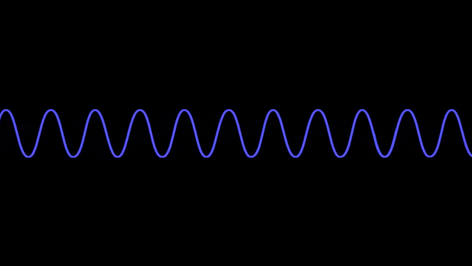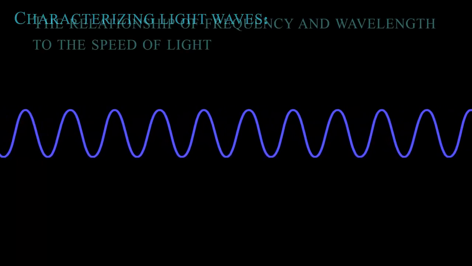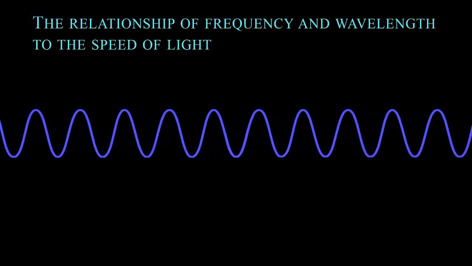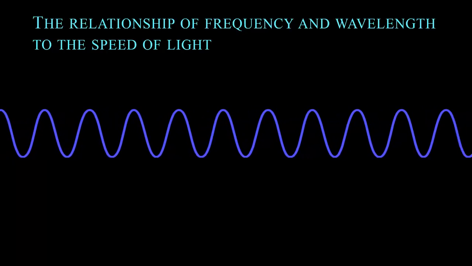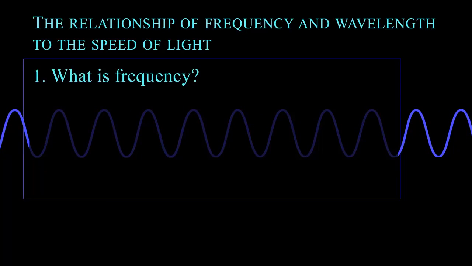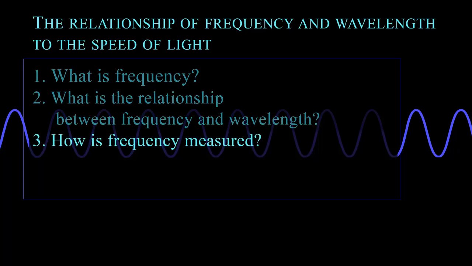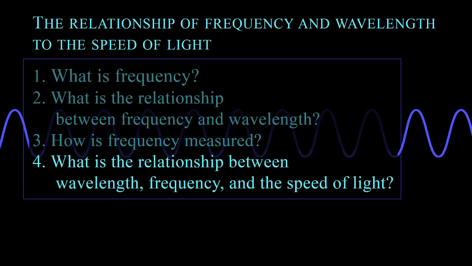Hello. In this video, we are going to characterize an aspect of light waves by looking at what frequency and wavelength are and how they are related to the speed of light. First, we need to understand what frequency is, frequency's relationship to wavelength, how frequency is measured, and finally, looking at how frequency and wavelength are related to the speed of light.